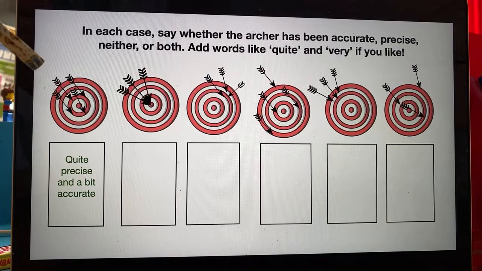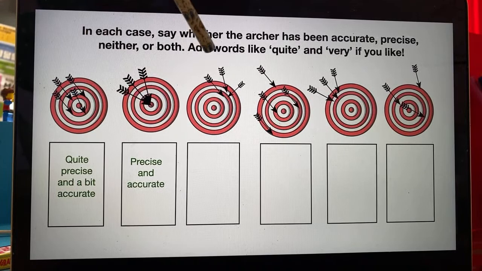The second one I think is easy. They've been very accurate because they've hit the bullseye and they've been very precise as well because all three of their arrows have gone to exactly the same place. The third one, their arrows are really close together. They've got pretty much the same result each time. So I've put it's precise, but it's not accurate because it hasn't hit the bullseye.